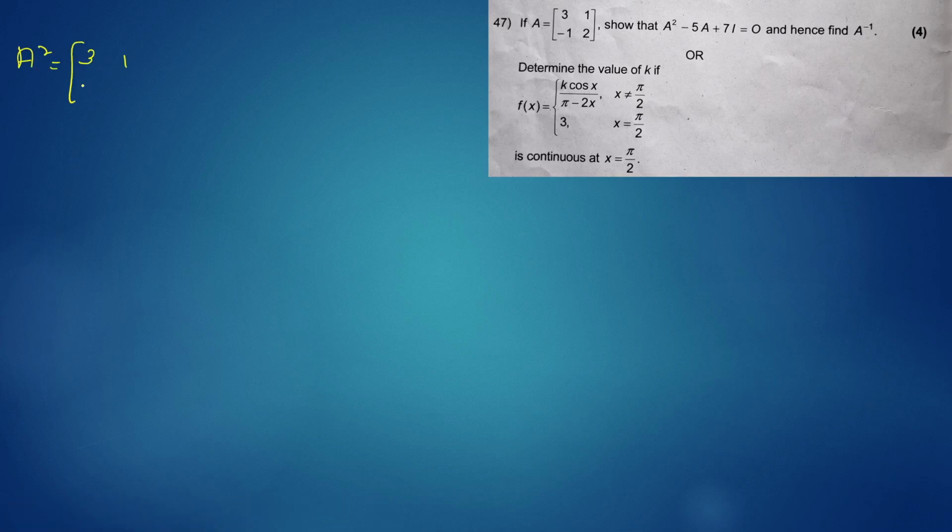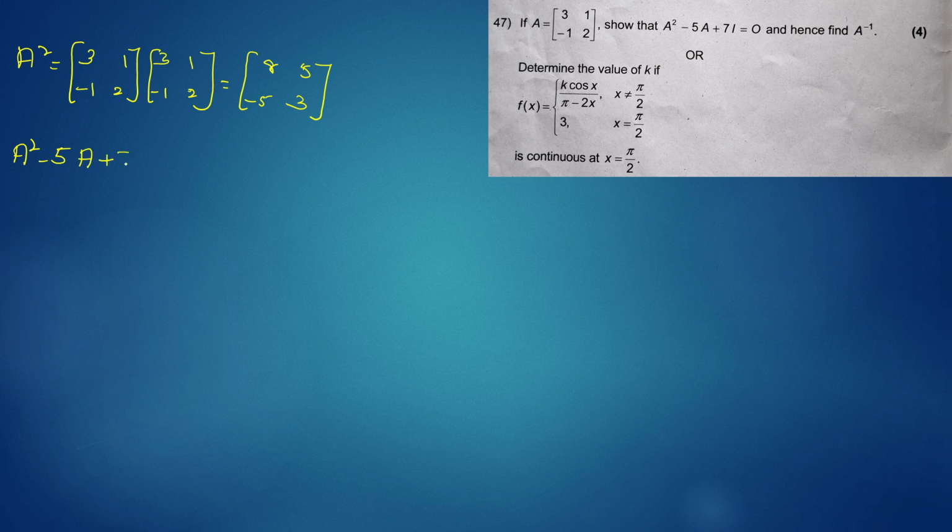A square is nothing but A into A. We know that to multiply the matrix, we have to multiply row into column. If we multiply these, we get 8, 5, minus 5 and 3. Now consider the equation A square minus 5A plus 7I, which will be equal to 8, 5, minus 5, 3 plus, minus 5A means 15, 5, minus 5, 10, plus 7I will be 7, 0, 0, 7.